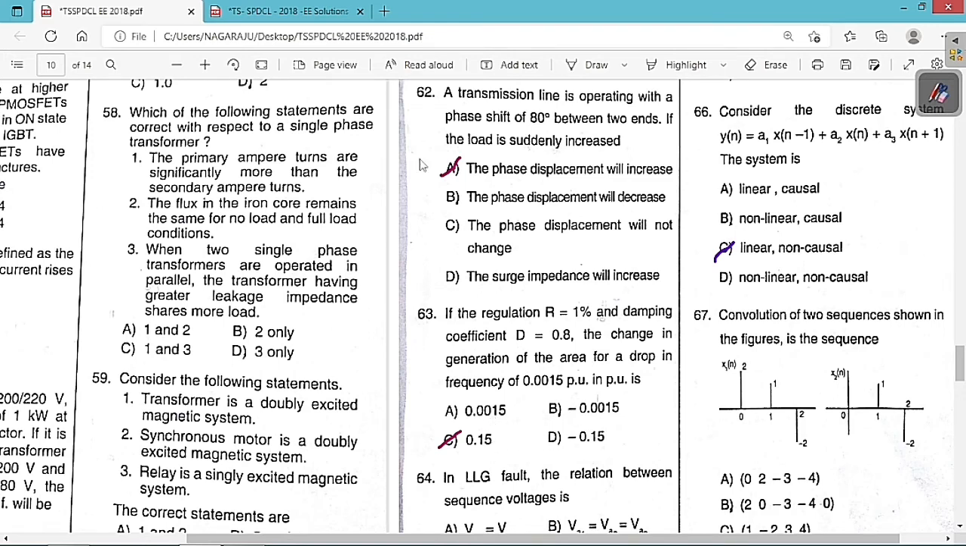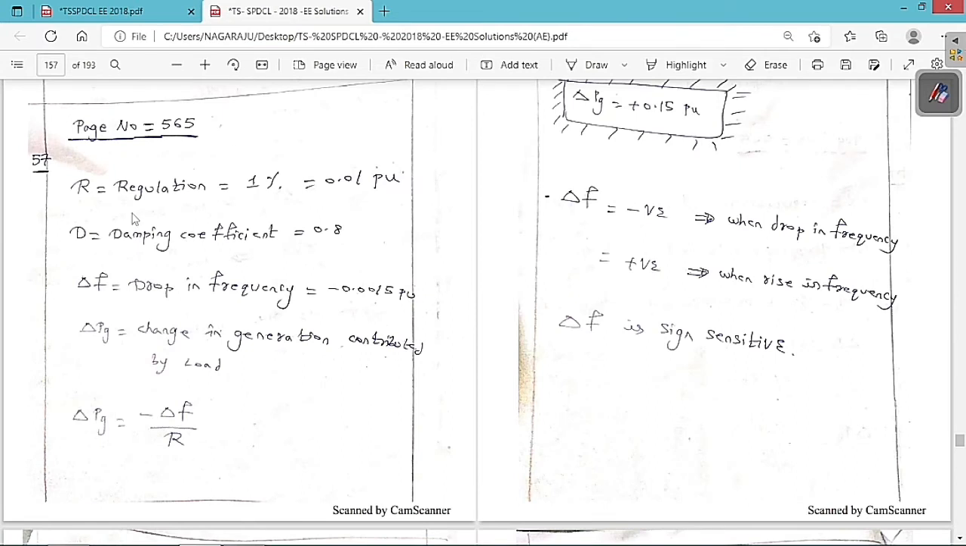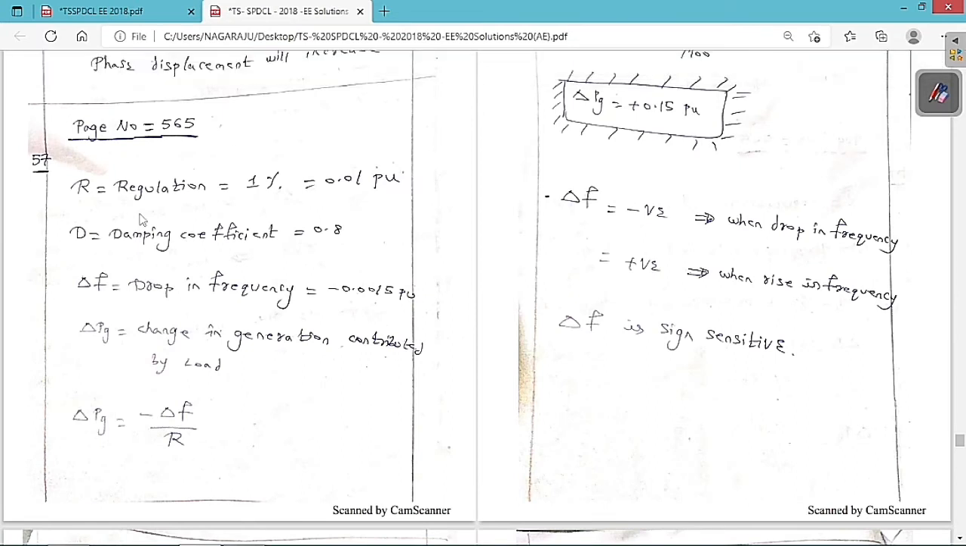So let's solve this numerical. The question gives the regulation R equal to 1%, which in per unit is 0.01 per unit. They have also given the damping coefficient, whose value is equal to 0.8. And they have given that in the given area there is a drop of frequency. A drop of frequency means a change in frequency, delta F. Drop means negative, so we have to use a negative sign here. A rise in frequency means plus.